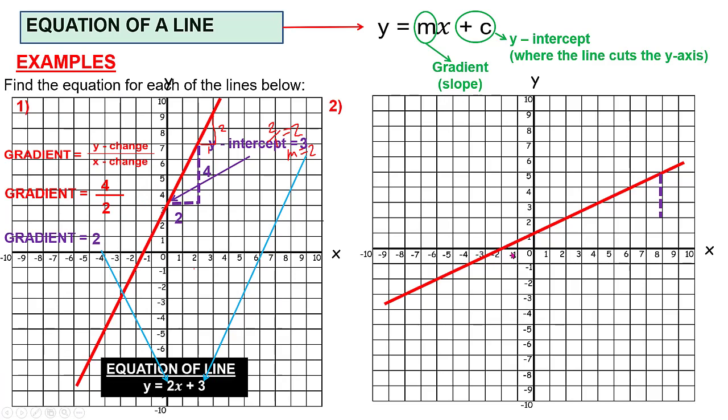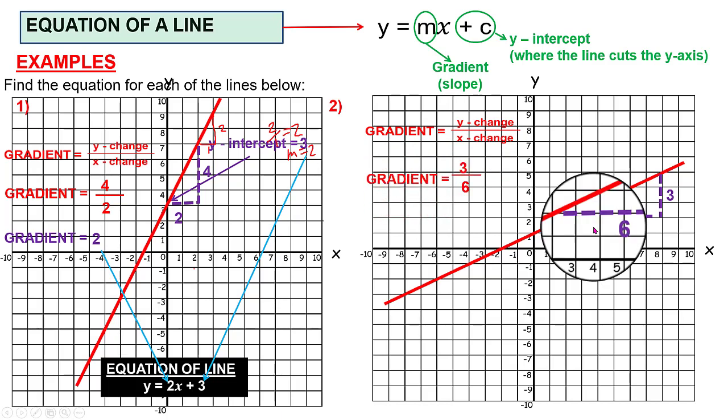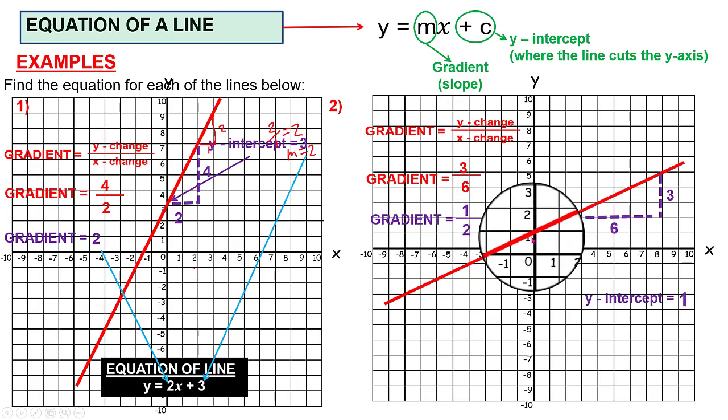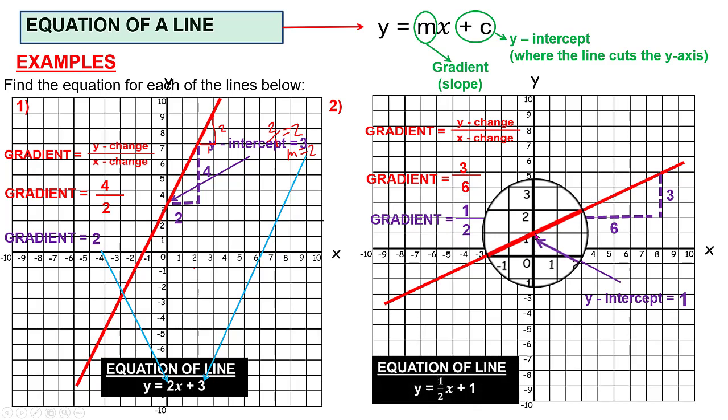So let's see if you got this one right if you pause it, or here's another example. So that's 3 up and 6 squares across. So that's 3 divided by 6, which is a half. So the gradient is a half. And the y-intercept where it crosses the y-axis is 1. So we know the equation of this line is y equals a half x plus 1. The gradient next to the x, the intercept, the number on its own. It's so easy to do once you find the gradient of a line.